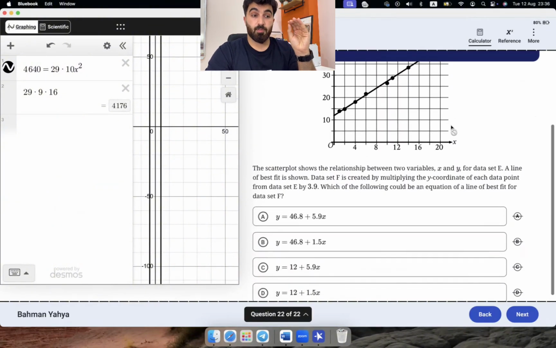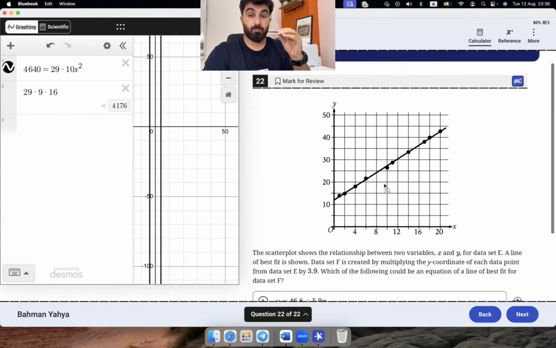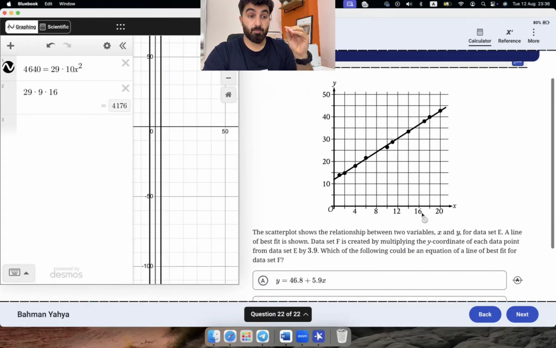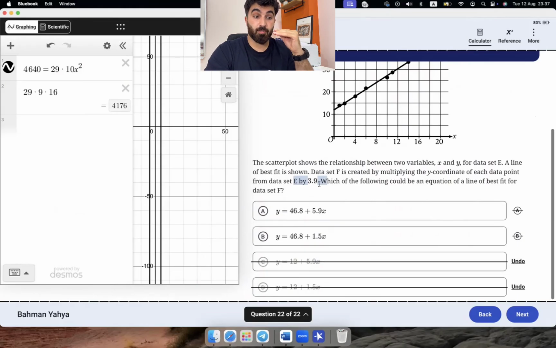We are given the graph. Look, sometimes when students see the graph, they are looking for the equation of this graph, but read this part. This part is important. They say we multiply the y coordinates by 3.9. The answer cannot be 12, right? Y-intercept is 12 here, but if you multiply y coordinates by 3.9, that will be 12 multiplied by 3.9. So it's definitely 46.8.